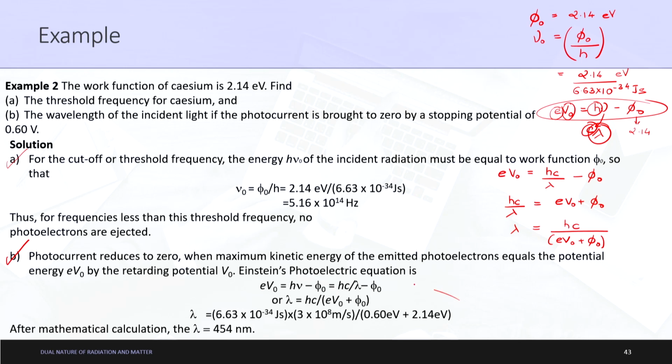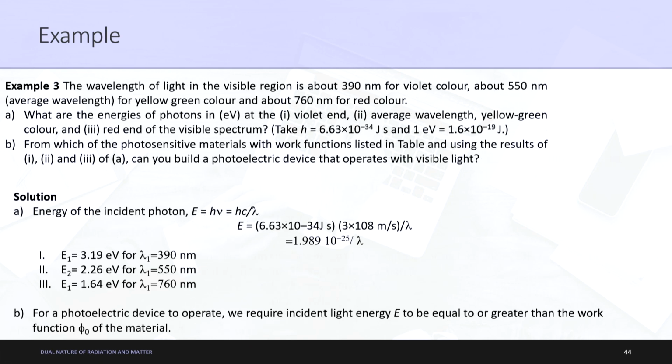Please try to do the calculation once, because sometimes people make mistakes here and then marks can be deducted. Please try to do this complete calculation at least once, it is very easy. Then finally you can get the answer lambda equal to 454 nanometers. Let us go on with the next discussion.